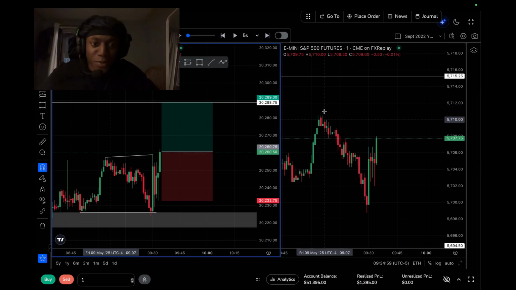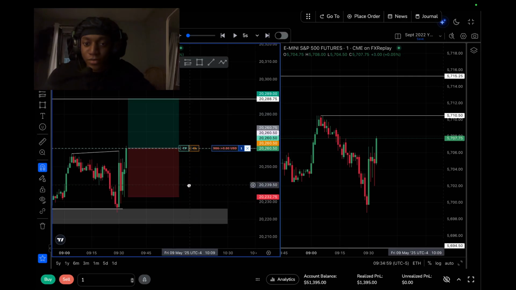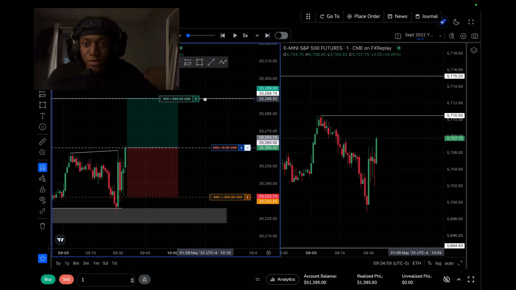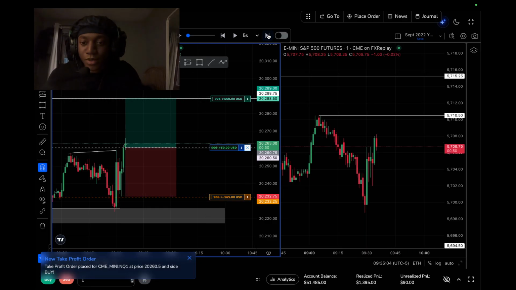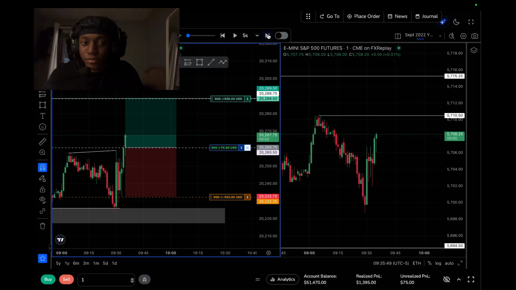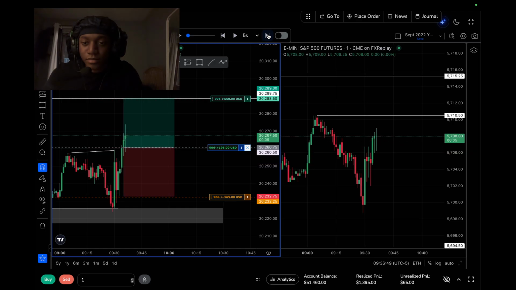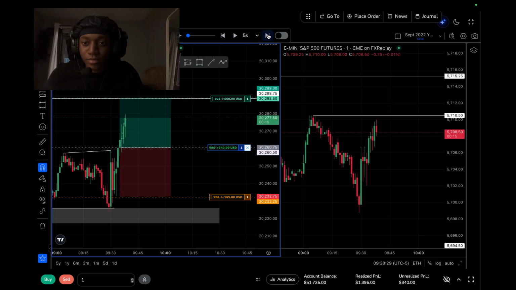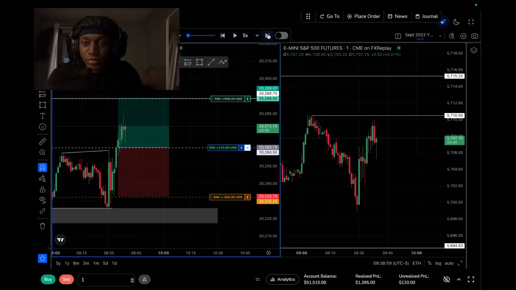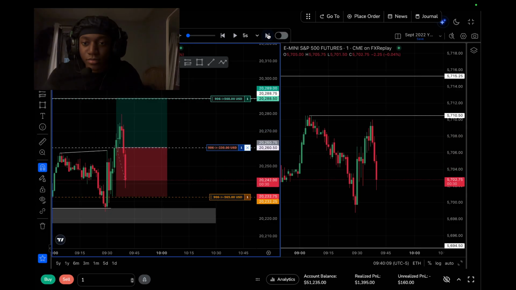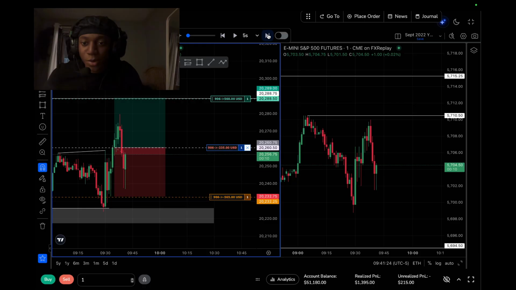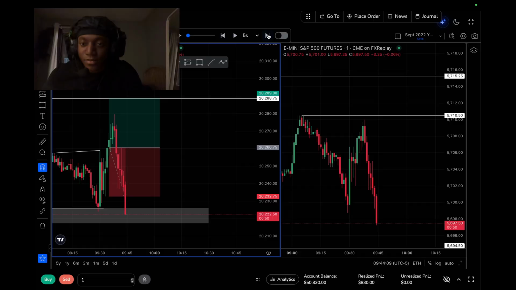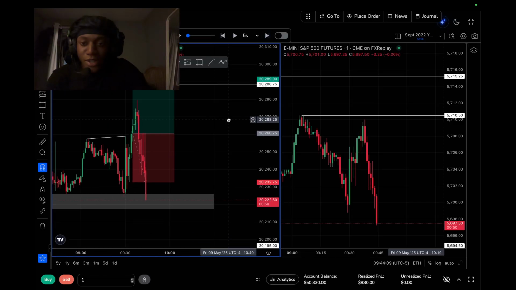Yeah, I'm going to take this as well, to be honest. This looks pretty nice. I'll go break even once ES takes this high here, or once I start seeing some nice displacement. Okay, looks like I will be getting stopped out. Okay, I probably could have gone break even earlier.